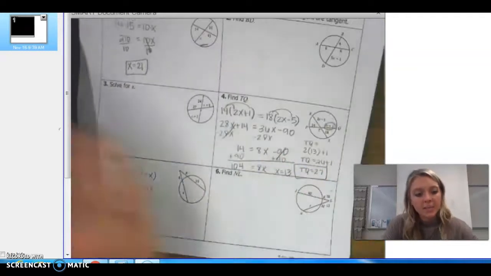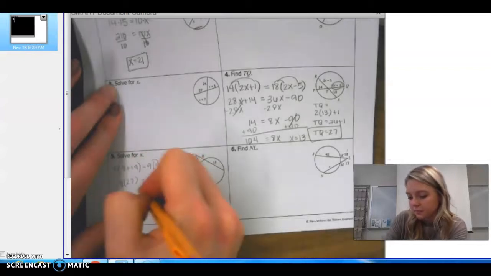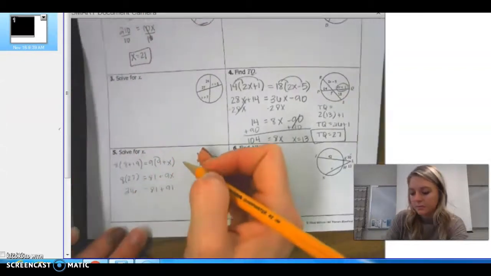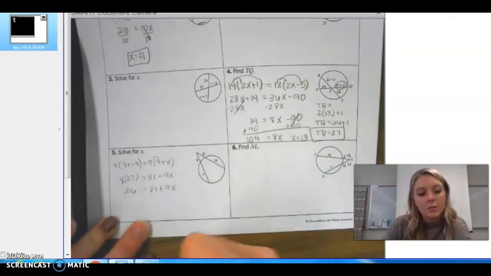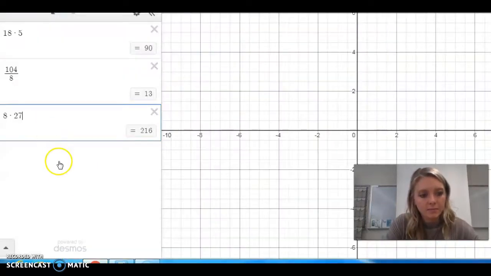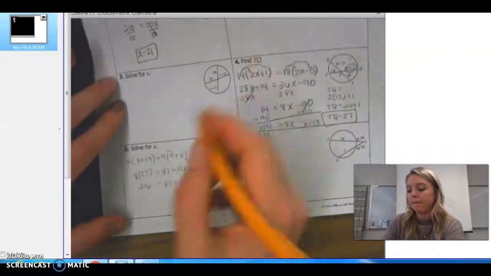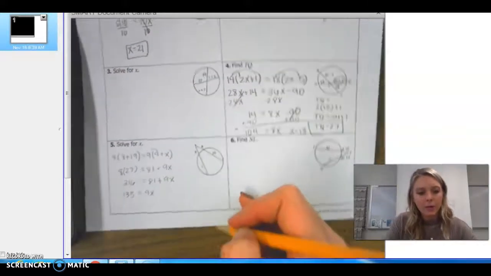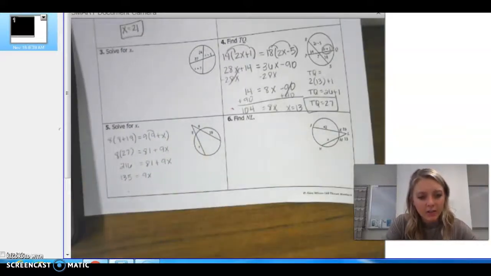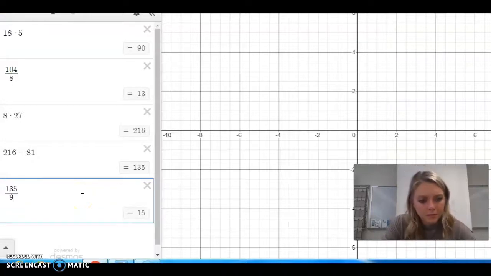So in Desmos, I'm going to type in 8 times 27. And I get 216. Subtract 81 from 216. 135. And then divide both sides by 135, and that will give me my value for x. 15.